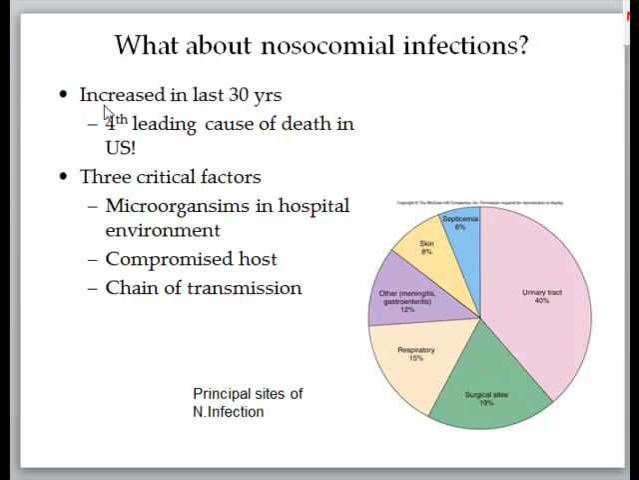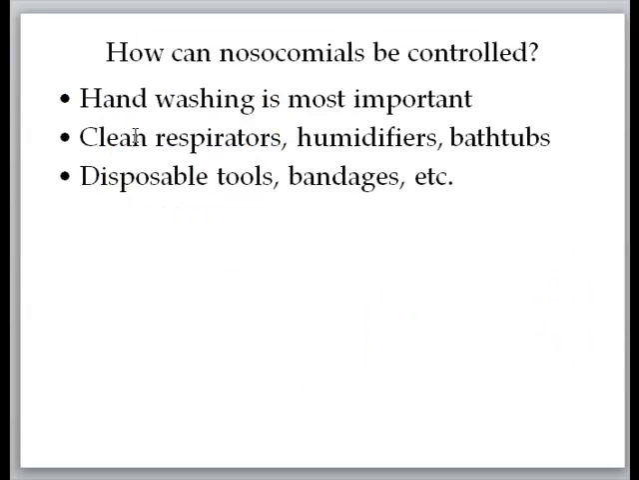So coming back to the nosocomial infection. You can see up here the urinary tract infection is the most common. Then you have the surgical sites, then respiratory and other GI, and then you have skin and septicemia. So these are all examples of nosocomial infections. Nosocomial infections can be controlled, and the most important measures are hand washing, clean respirators, humidifiers, and bathtubs, using enough alcohol wipes to get these objects clean, and disposable tools and bandages.